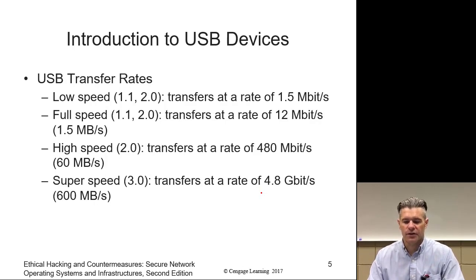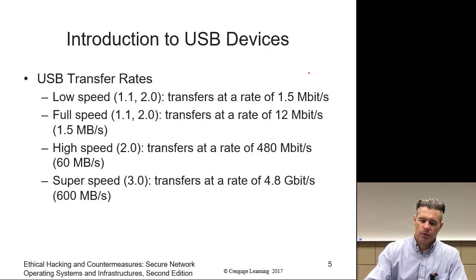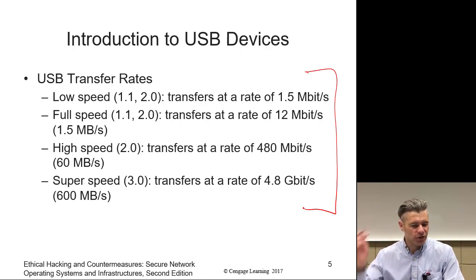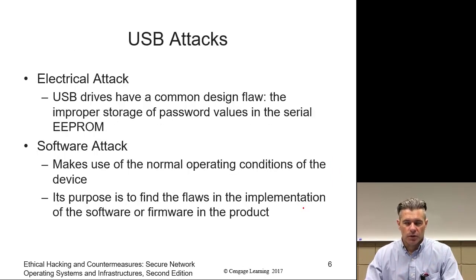As time's gone on, these things have gotten faster and faster. We started out with 1.5 meg, and everybody was like, oh, that's super fast. Nobody's ever going to need more than that. These days, we're up to about 600 megabits a second, enough that most hypervisor-type operating systems, ESXi, for example, recommend that you boot off of one of these and save the hard drives for the actual virtual machines. So they're subject to attack.